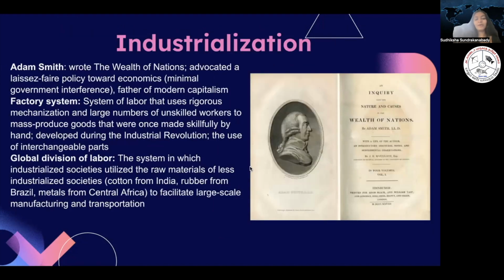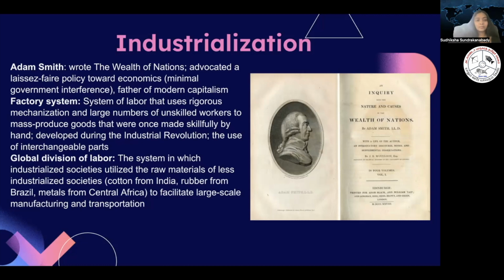Now, industrialization. We keep coming back to this topic because it's one of the main ways that our world has changed over the time period. Adam Smith wrote The Wealth of Nations. He advocated a laissez-faire policy toward economics, which basically means there's minimal government interference in the economy. He's usually considered the father of modern capitalism, so you'll be hearing his name very often. As you can see here, this is the book I was talking about, The Wealth of Nations, where he wrote all of his ideas on minimal government interference, or the capitalism policy, that he advocated for.